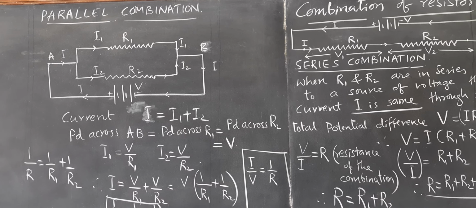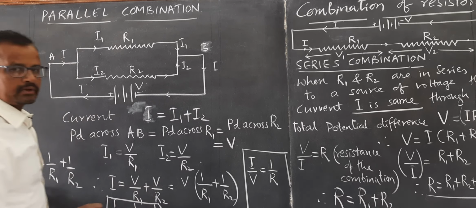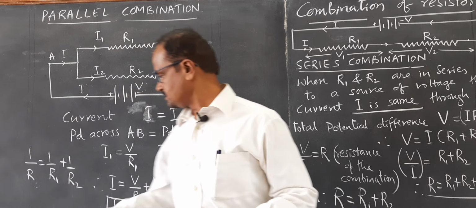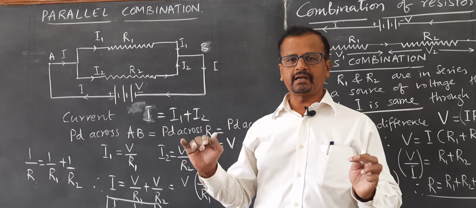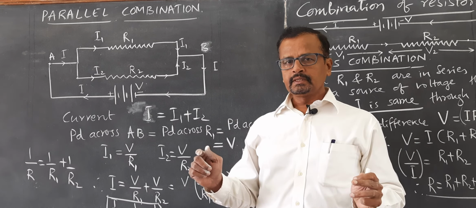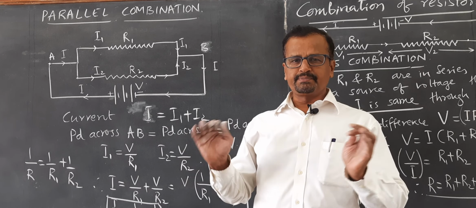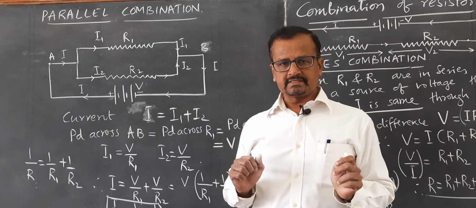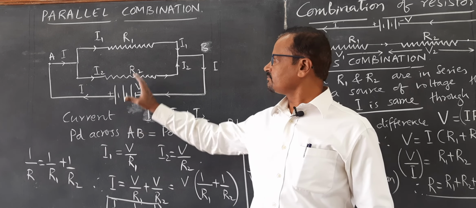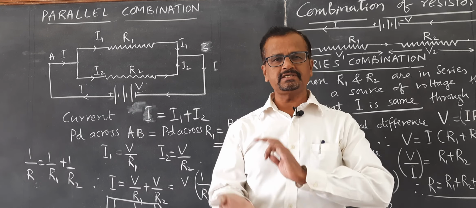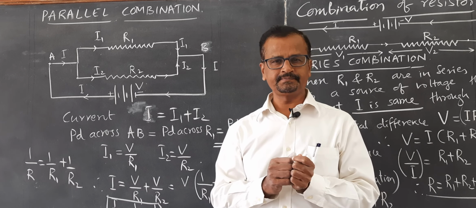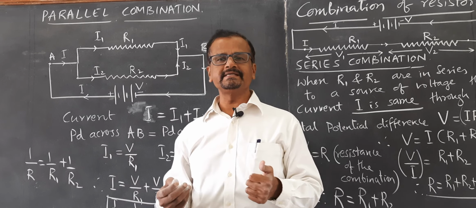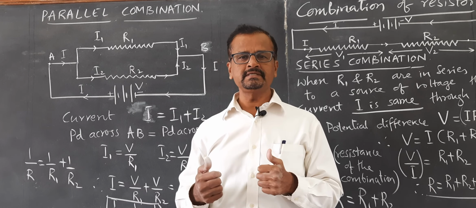So, the reciprocal of the equivalent resistance, when the resistors are in parallel, is equal to the sum of the reciprocals of the individual resistances. Okay, this is for the case of resistors. It is just the reverse of the capacitors that we have studied. We will elaborate these things and solve problems based on this in the next video.